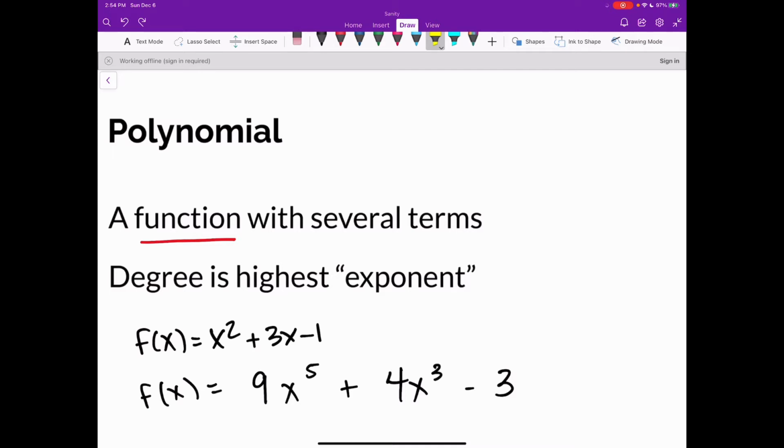The degree of our polynomial is just the highest exponent. So if you look at this first one, this is a second degree polynomial because the highest exponent is 2. The next example is a 5th degree polynomial because its highest exponent is 5. Pause if you need to get that definition of degree down.